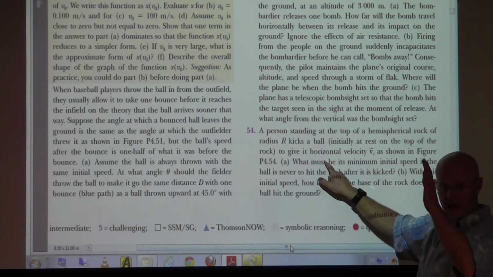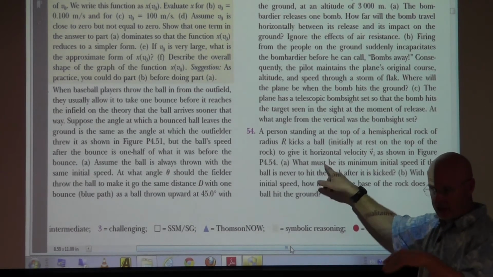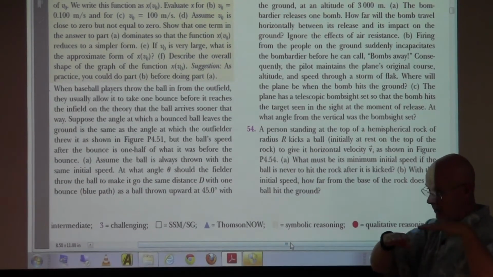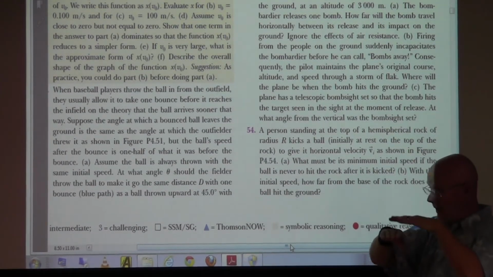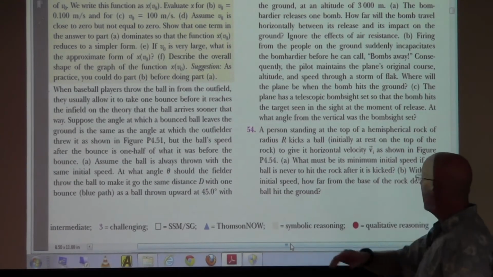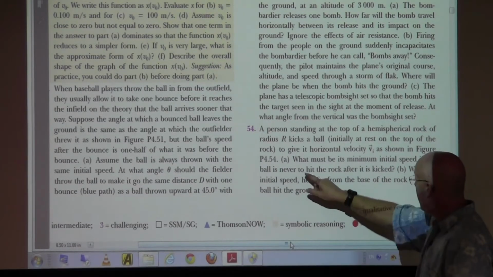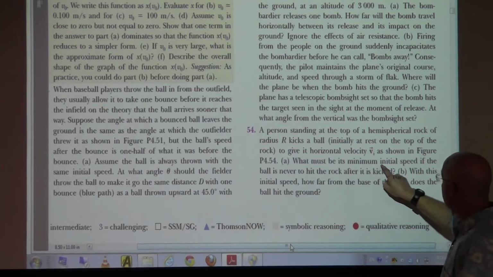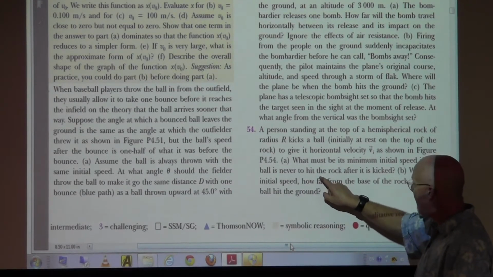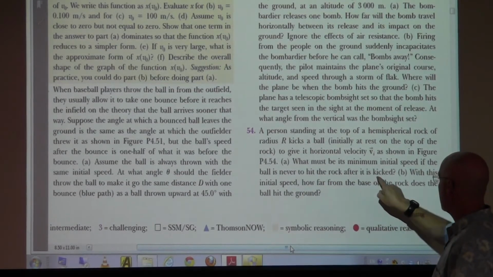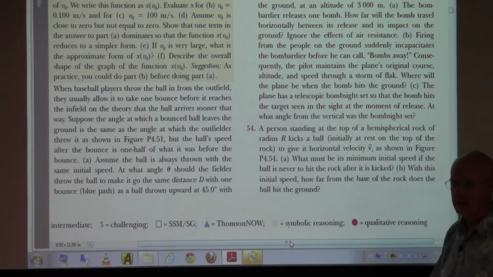So it's not angled up or shot down, which I guess if you're at the top, you can't really shoot it down. It's tangentially flat at that point. But you could have kicked it up. But it doesn't. It kicks it straight out, horizontal as shown. A, what must be the minimum initial speed if the ball is to never hit the rock after it is kicked?